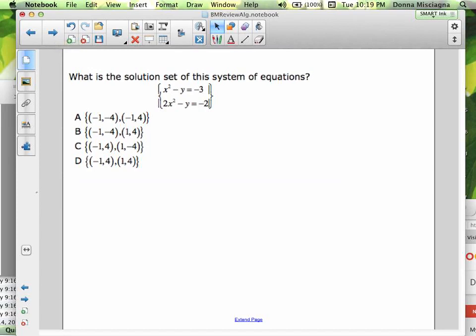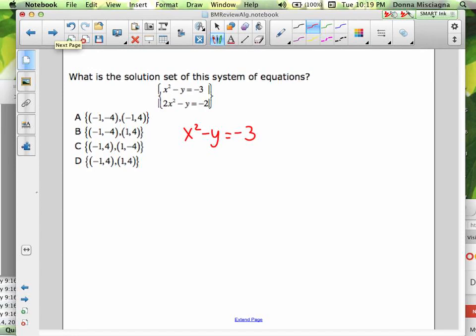So what's the solution set of this system of equations? All right, so we have to get a variable isolated, and the one to get isolated is the y. All right, so we have x squared minus y equals negative 3.